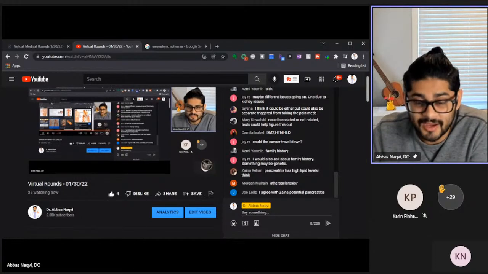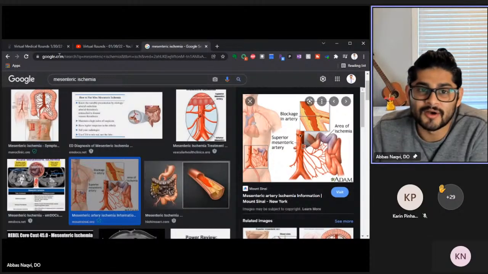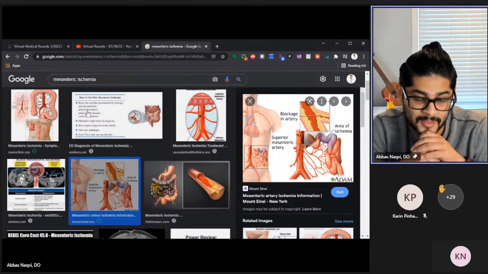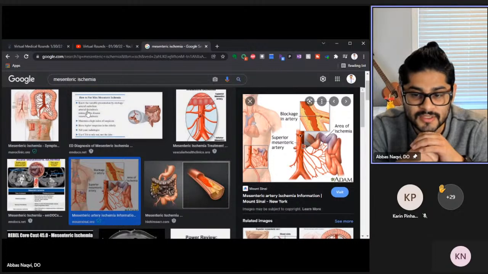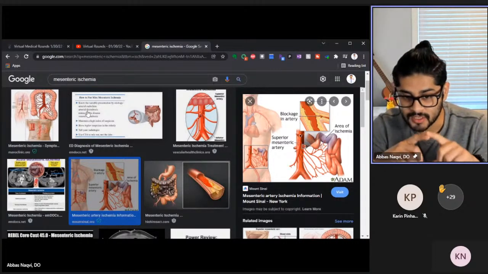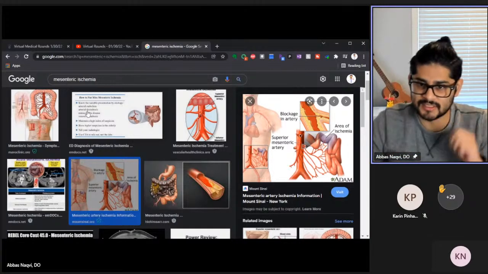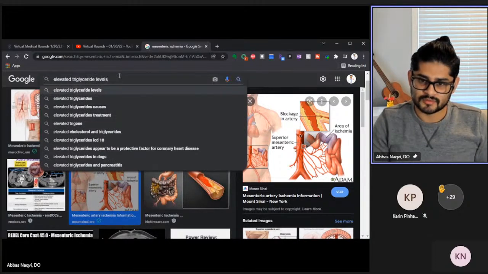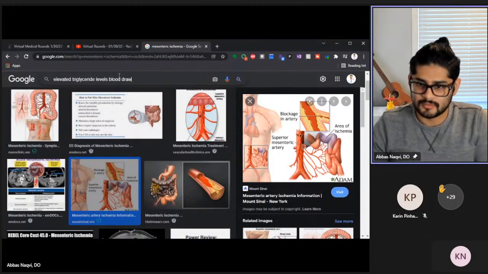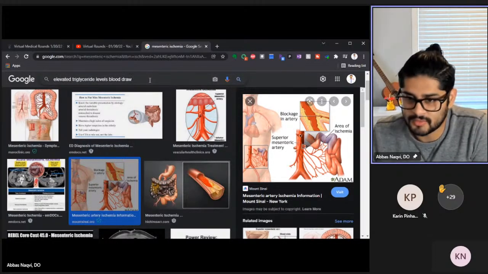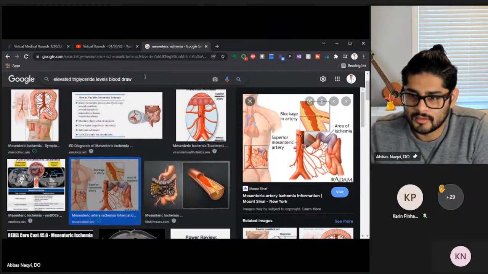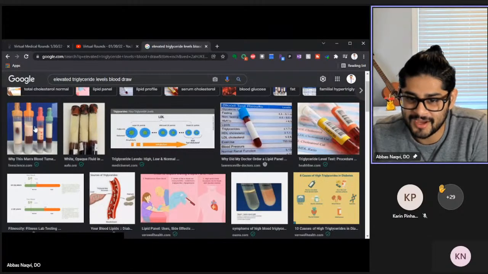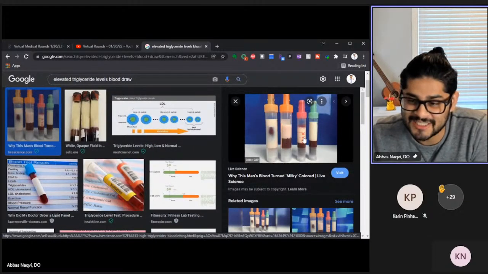Pancreatitis. Yeah, pancreatitis, exactly. So really high triglyceride levels are a cause of pancreatitis. And it's really cool actually, when you draw the blood, if it's high enough, you'll see the lipids in the blood. Let me see, elevated triglyceride levels, blood draw. Let's see if anything pops up. Yeah, it can look like this, where you have the lipids actually separating out in the blood.